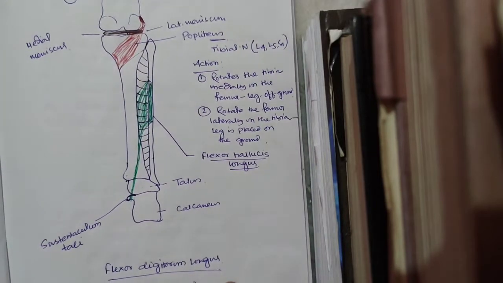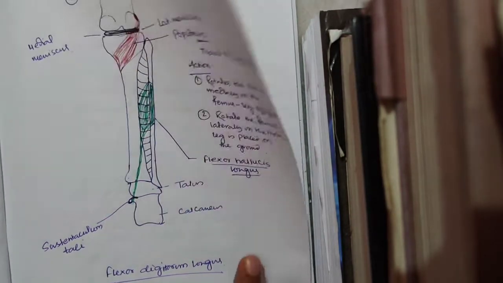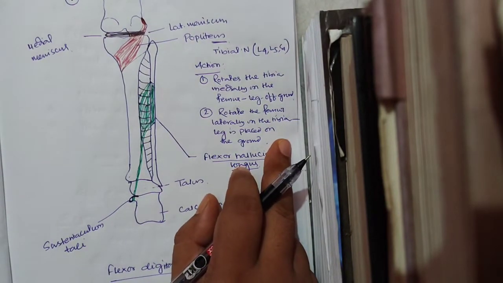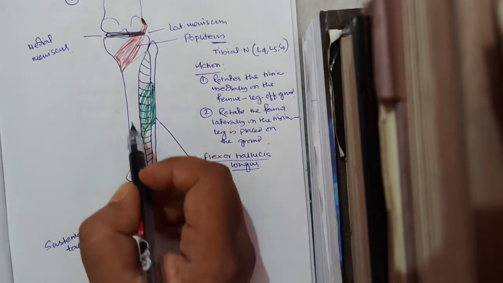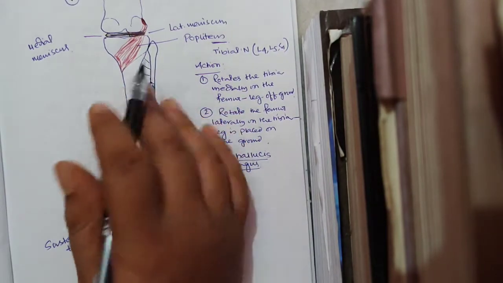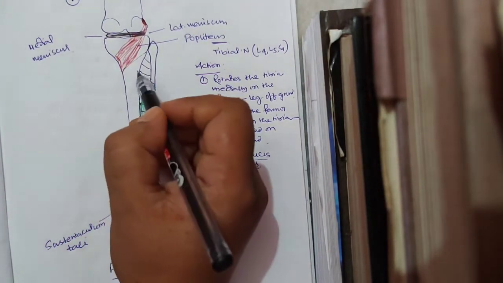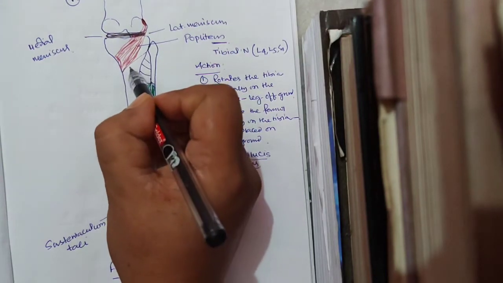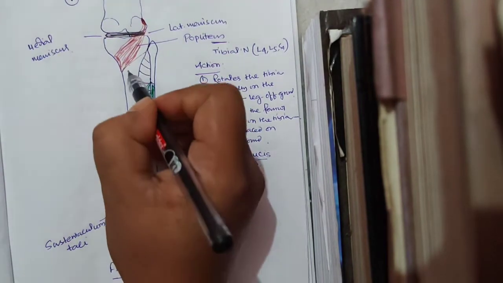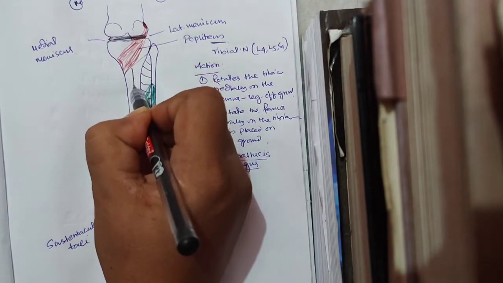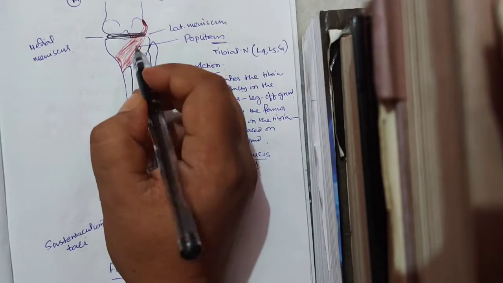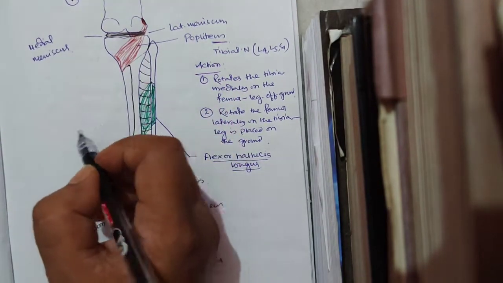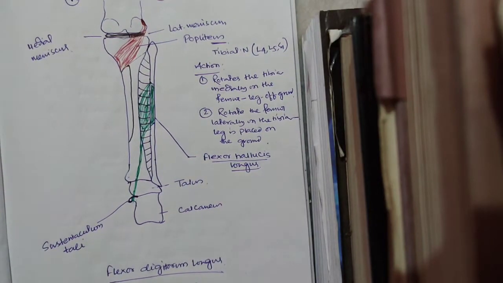And the next muscle, that is the flexor digitorum longus. The flexor digitorum longus muscle originates from the posterior surface of the shaft of the tibia. It is the posterior surface, the shaft of the tibia. From here, this is the medial side, this way. This is the area of origination of the flexor digitorum longus muscle.